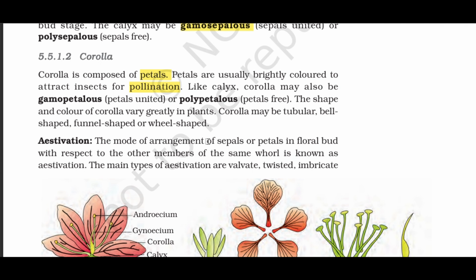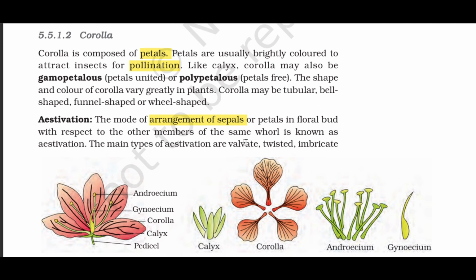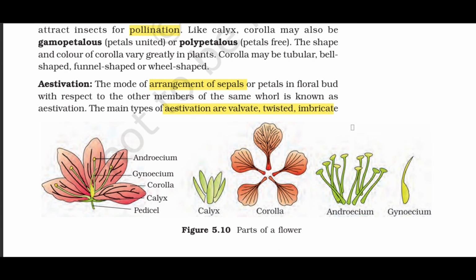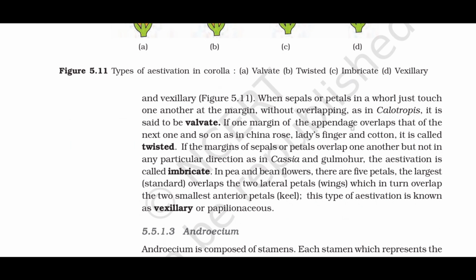Estivation, the mode of arrangement of sepals or petals in floral bud with respect to the other members of the same whorl, is known as estivation. The main types of estivation are valvate, twisted, imbricate, and vexillary, figure 5.11.